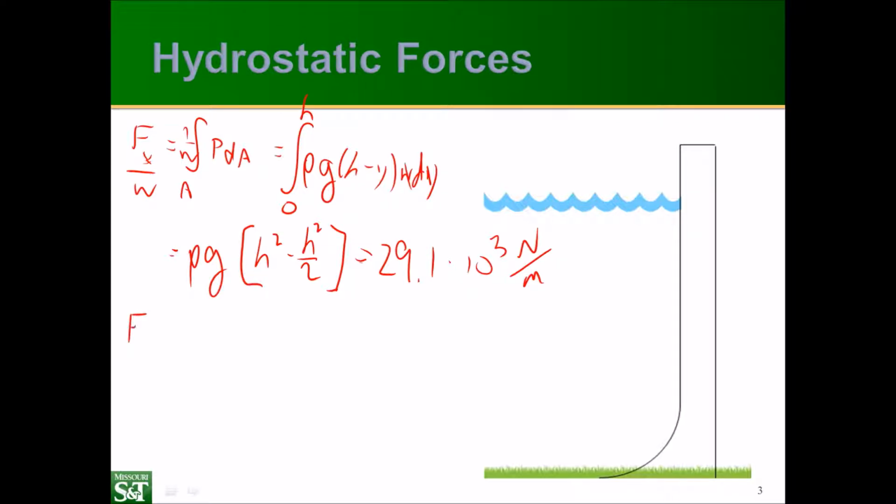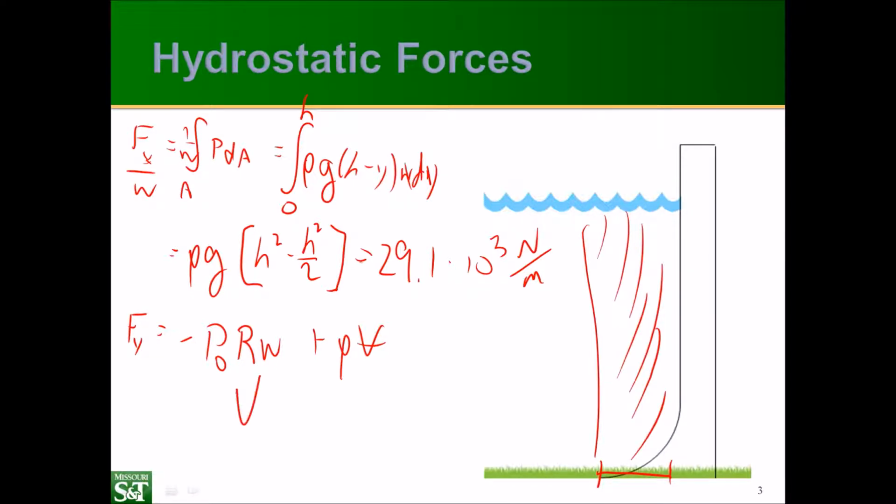So Fy is going to be equal to negative, because the force is going to be pushing downward, atmospheric pressure times the width of the region times its depth into the page. The width here is r, the same as the radius of curvature, plus density times the volume of this region.